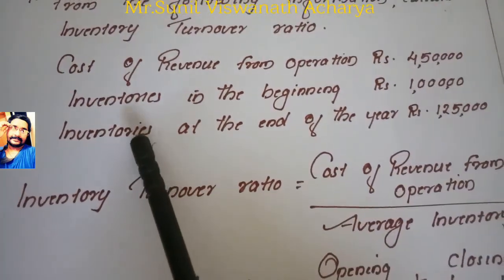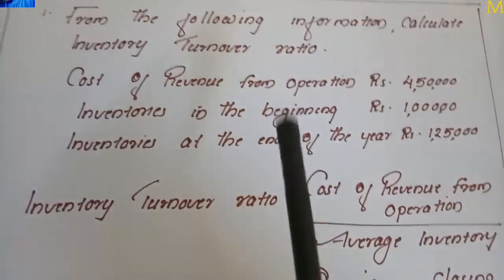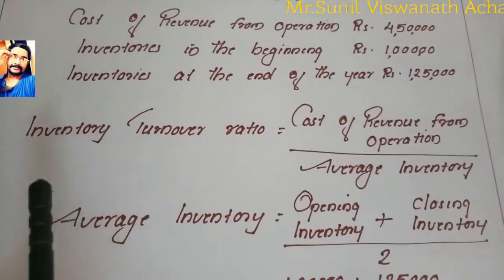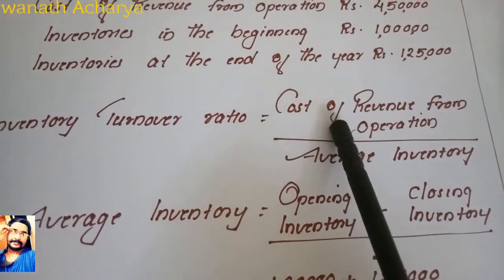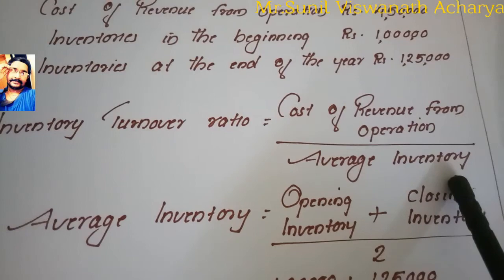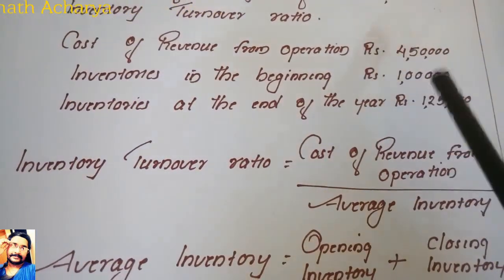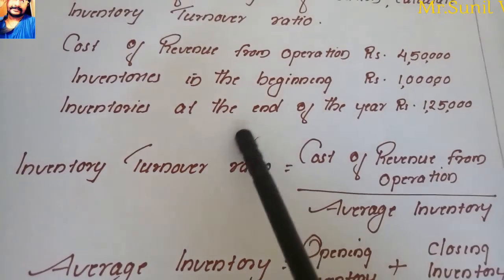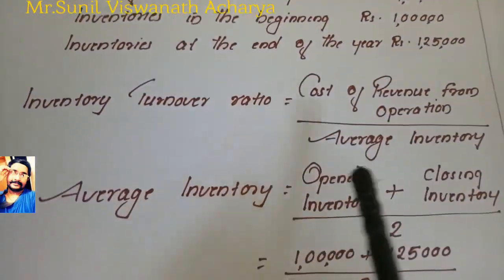Inventory means stock only. So which ratio do we have to calculate? The inventory turnover ratio. Everyone has to study the equation very well. The inventory turnover ratio equation is cost of revenue from operations divided by average inventory. In the question, cost of revenue from operations is given, so we need not calculate it. But average inventory is not given, so we have to calculate it.